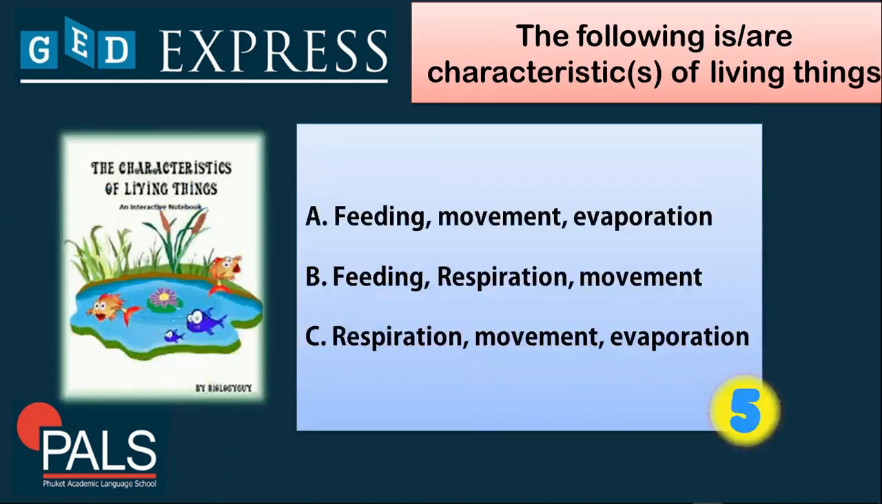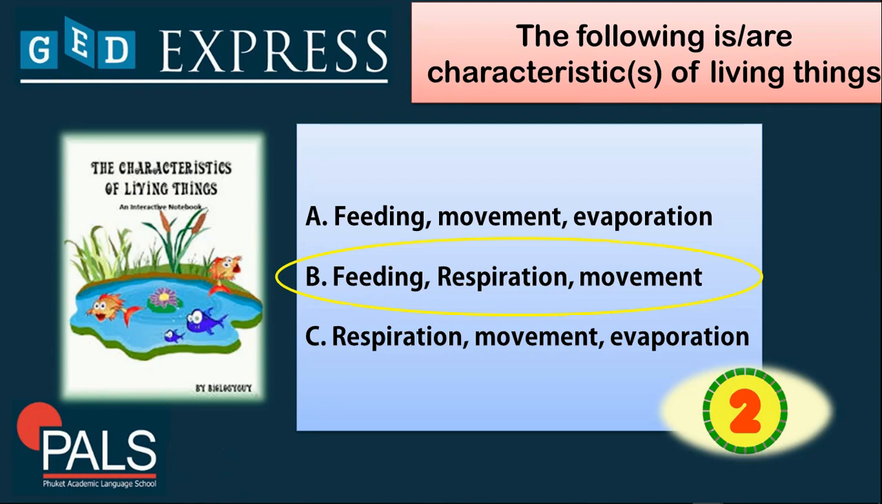Now, we have a multiple choice question. The following is a characteristic of living things. Is it A, feeding, movement, evaporation; B, feeding, respiration, movement; or C, respiration, movement, and evaporation? The answer would be letter B. Feeding, respiration, and movement are some of the characteristics of living things.